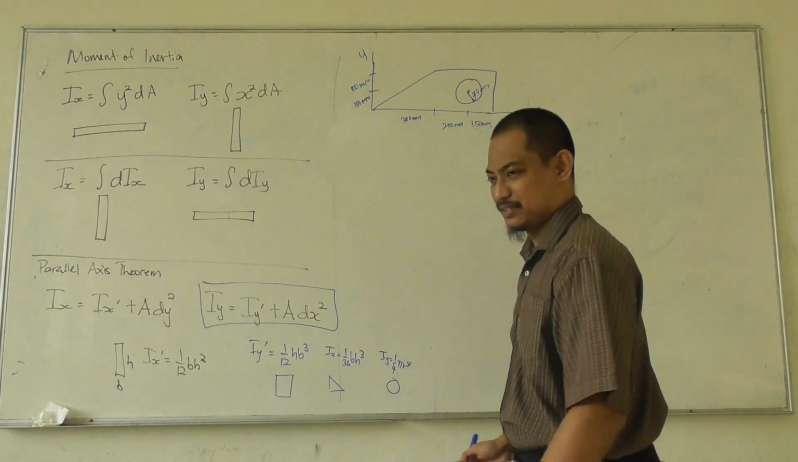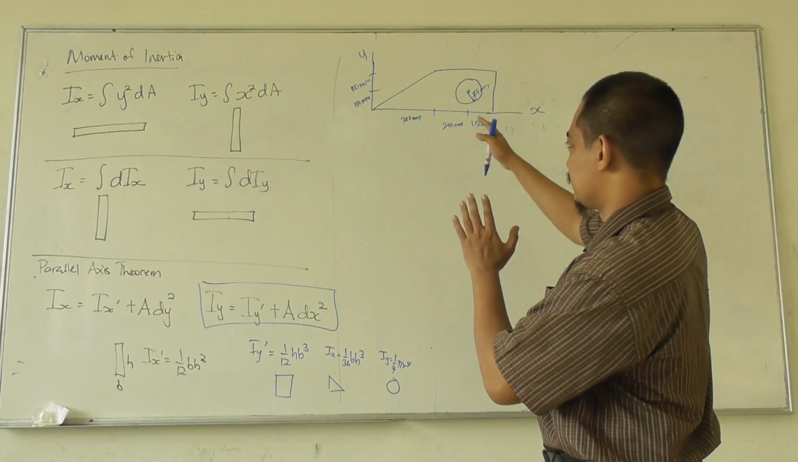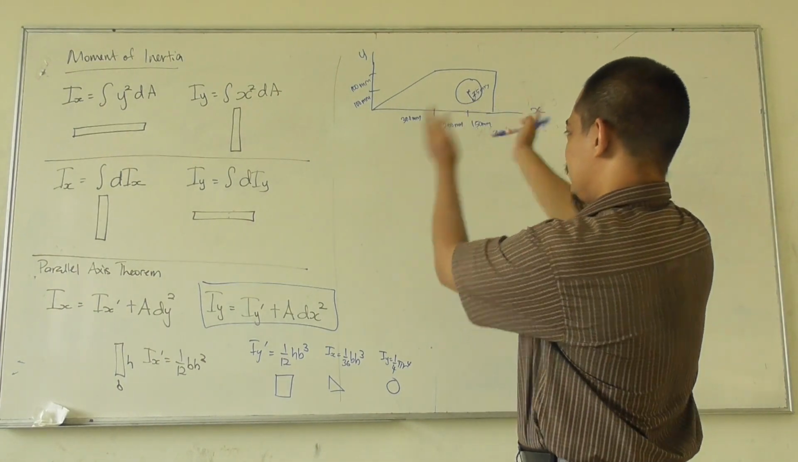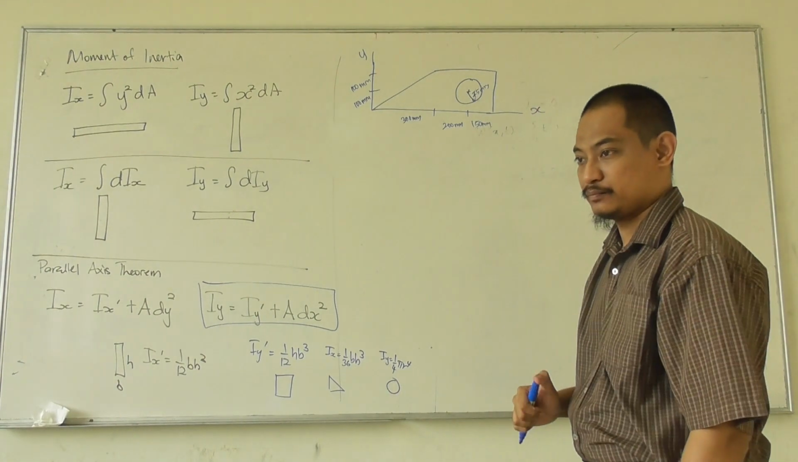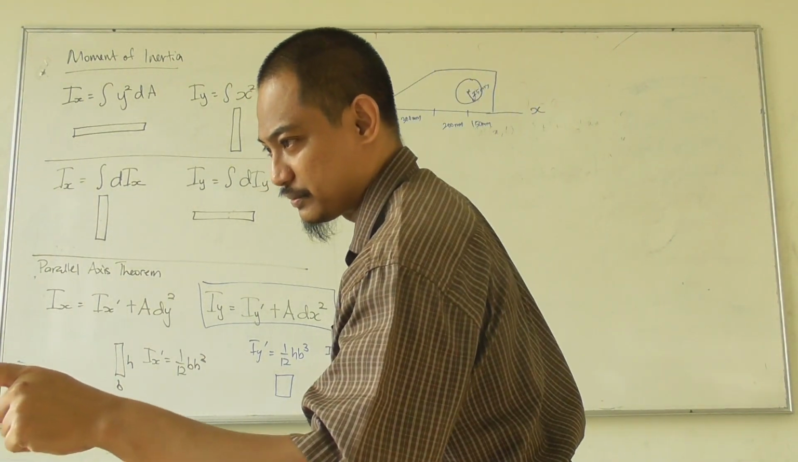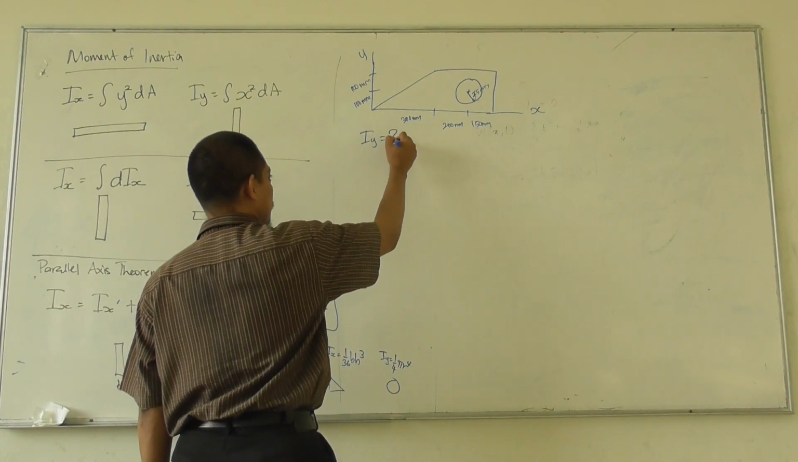So this is exactly the same dimension wise, very similar or almost the same. It's just that if you remember before, it's flipped in that way, right? The triangle is there. All right. So we need to find what is the moment of inertia about y. So I have Iy.